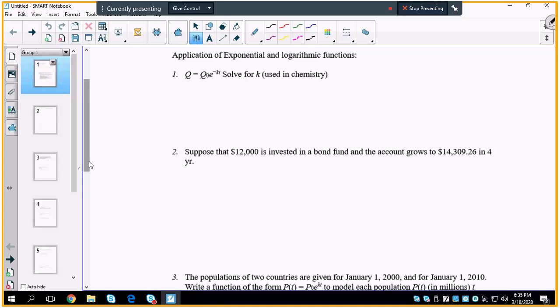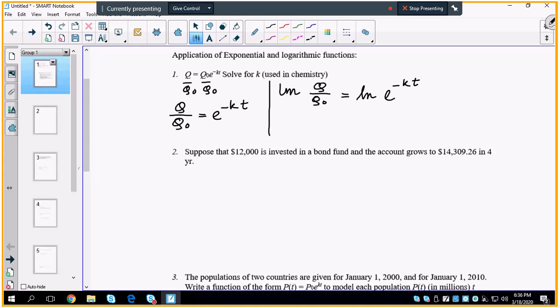e to the power minus kt, and it is asking me to solve for the constant k. This formula is widely used in chemistry. So I divide both sides of this equation by Q naught. Remember, my intention is to get the exponential term by itself. So I get Q divided by Q naught equal to e to the power minus kt. Since it is an exponential with base e, I would like to take natural log on both sides and call it natural log of Q over Q naught equal to natural log of e to the power minus kt.